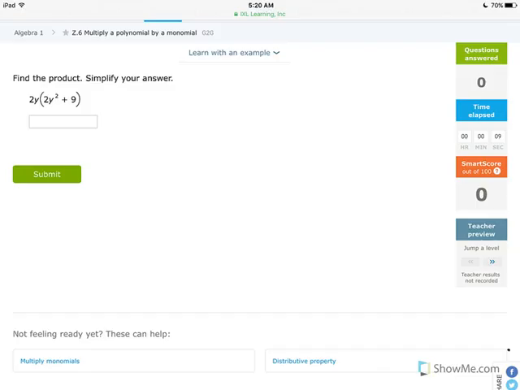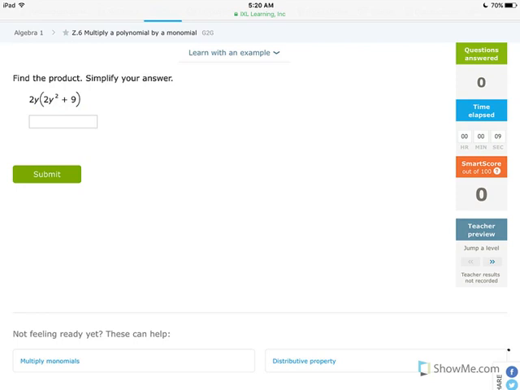This is going to be on multiplying a monomial times a binomial. A monomial, mono means one, so you're going to have one term outside the parentheses. And then you're going to have multiple terms, a polynomial. Poly means many. You're going to have a polynomial being multiplied against a monomial. So you're basically just going to distribute. This is an example of the distributive property.